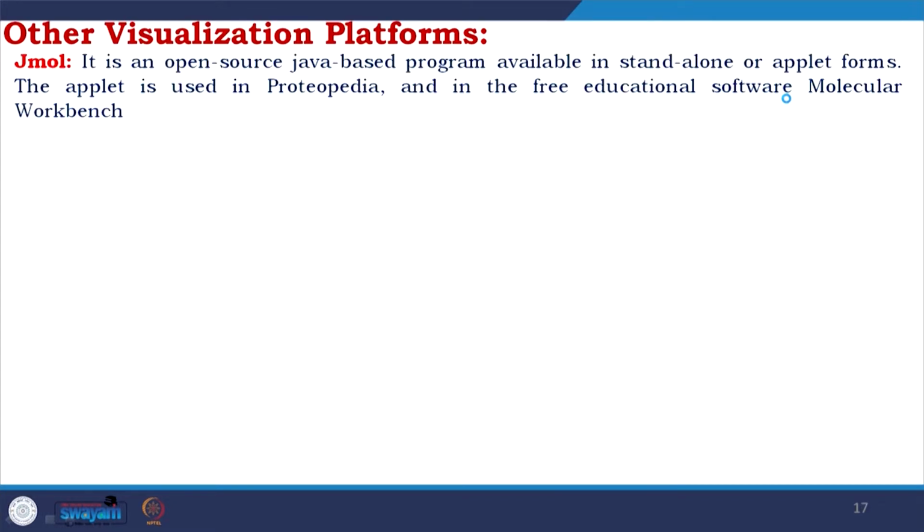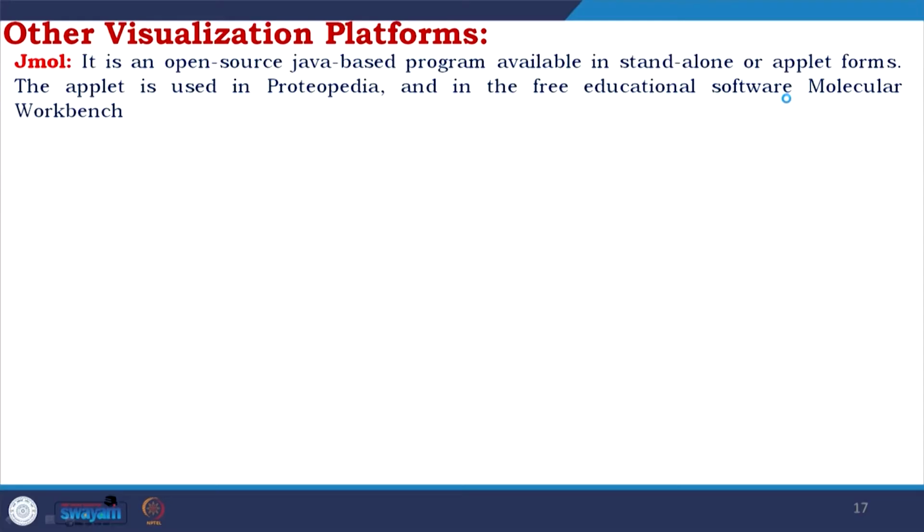There are many other visualization platforms. Because of time constraint, I could not talk about all of them, but just to mention a few of them again, in very brief, Jmol is an open source Java based program available in standalone or applet forms. The applet is used in Proteopedia. If you haven't heard about Proteopedia, this is a very interesting collection of 3D macromolecular structures. And there is a free educational software, which is called Molecular Workbench.